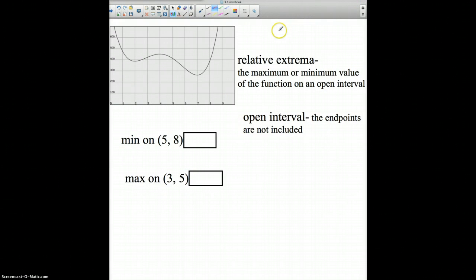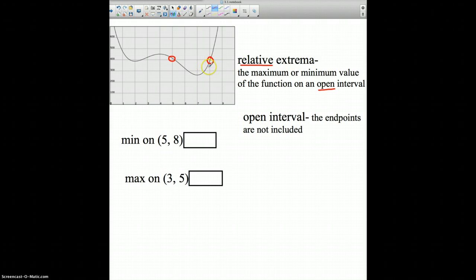Will we always have a max or a min? These are called relative extrema when we're talking about an open interval. The relative extrema, not absolute extrema, are the maximum or minimum values of the function on an open interval. That means we're not including the endpoints. So if you look at this graph from 5 to 8, we're not including the x values of 5 and 8, so we can't include the y values.